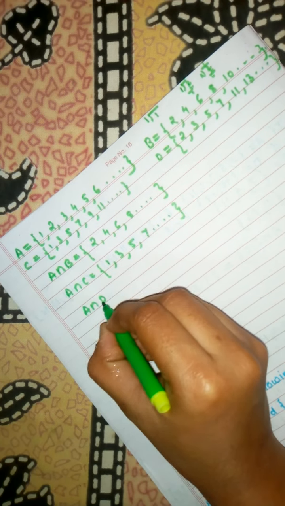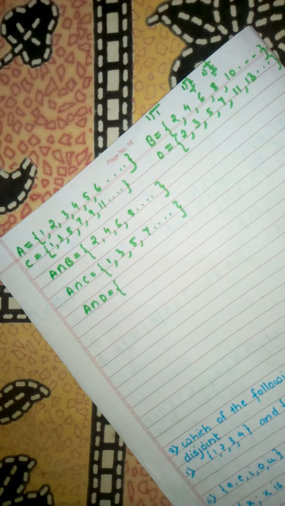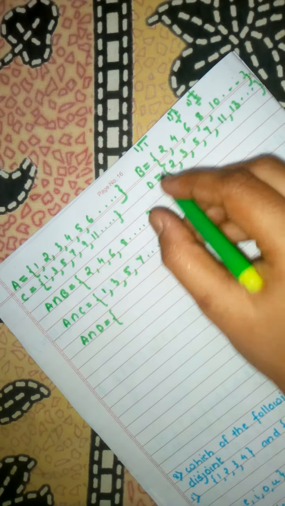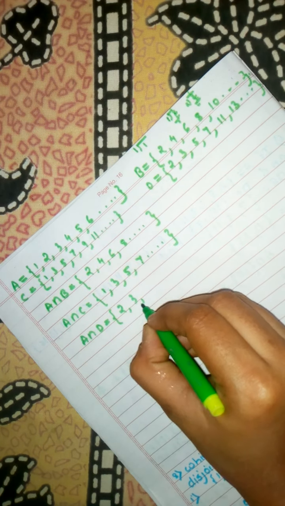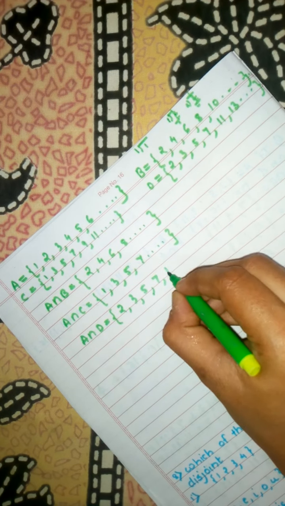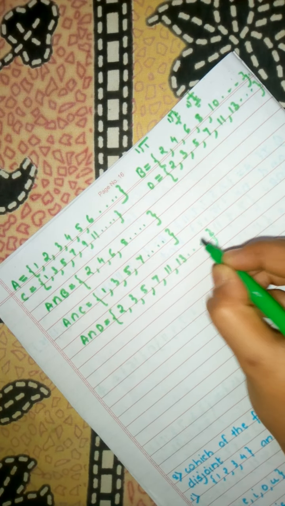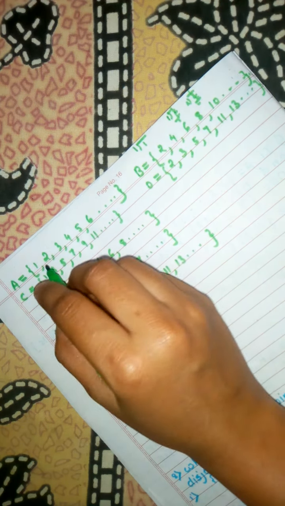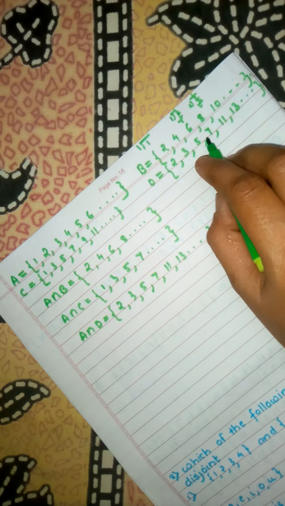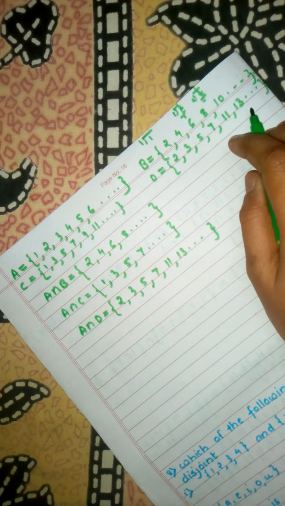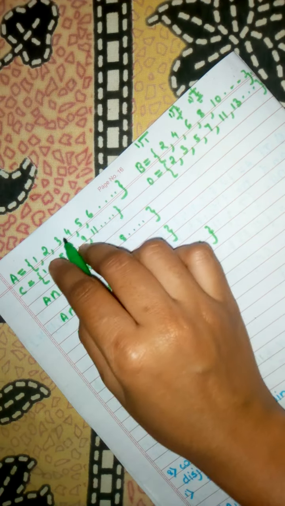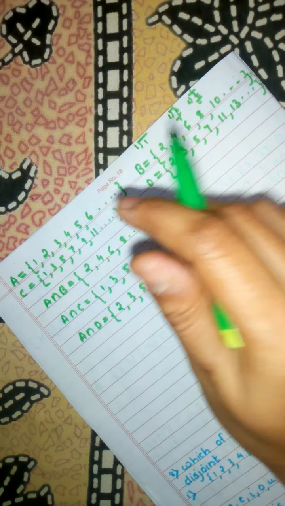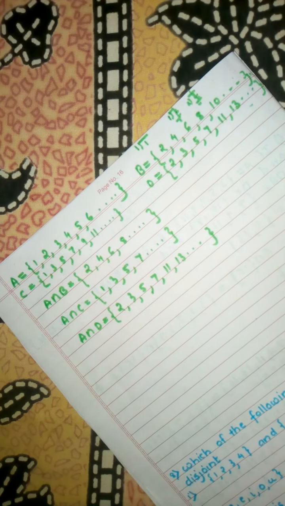Now moving to the third question, A intersection D. What will be the common elements? It will be 2, 3, 5, 7, 11, 13 and so on. Now remember that A is our whole natural number set, and we are finding the common with D. Because this is a bigger set, it will contain all these elements. So when we take common elements, this set only will come.